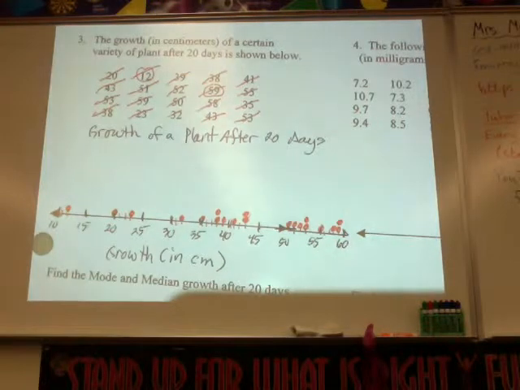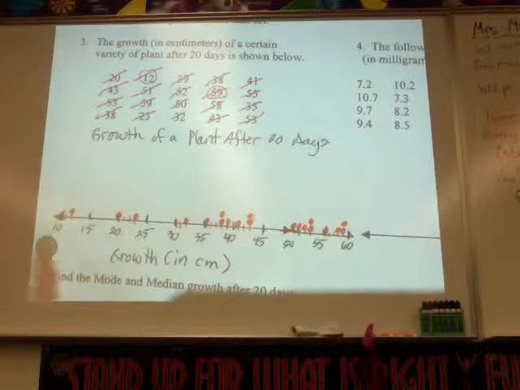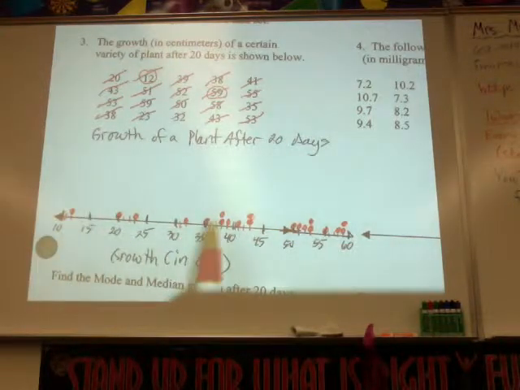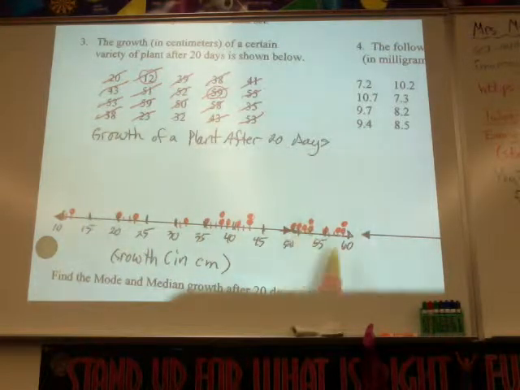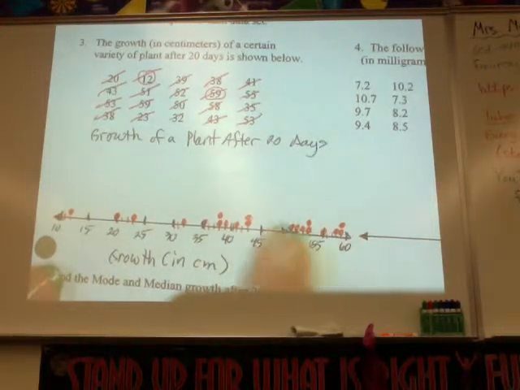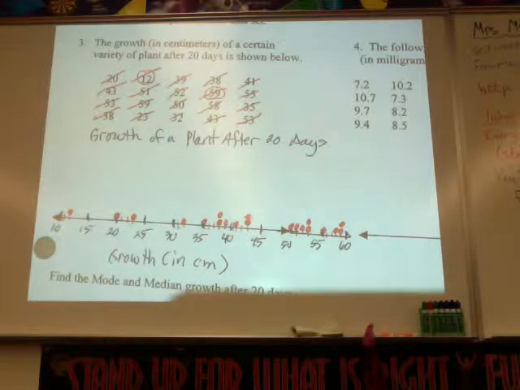So when you're done with your dots, you want to count your dots and make sure that you have 20 dots. So I have my 20 dots. So the data appears to be fairly stretched out, but it seems to be congregating more towards the right-hand side of the graph. Can you easily see modes here? Could you easily find your median here? Yeah.